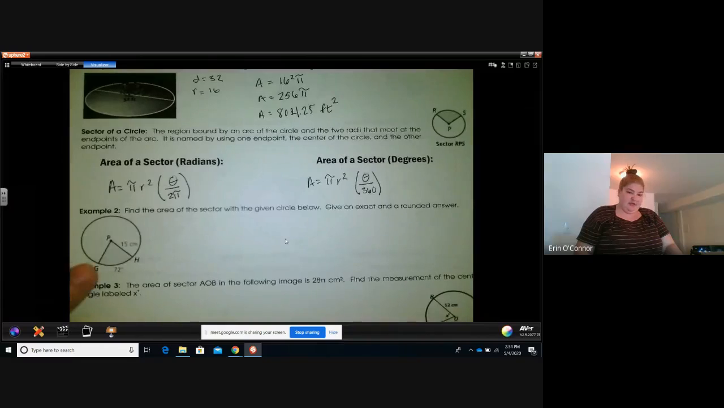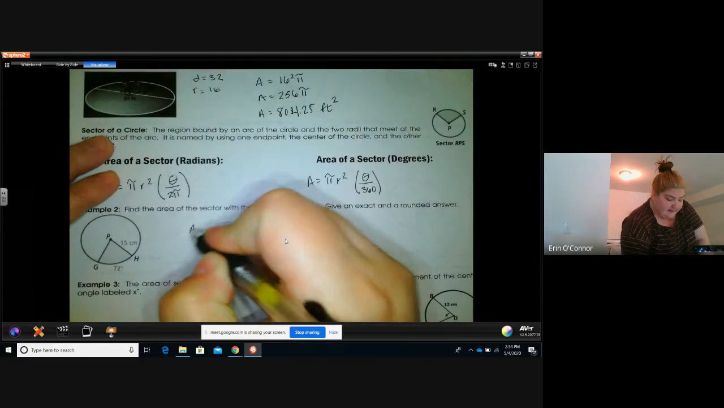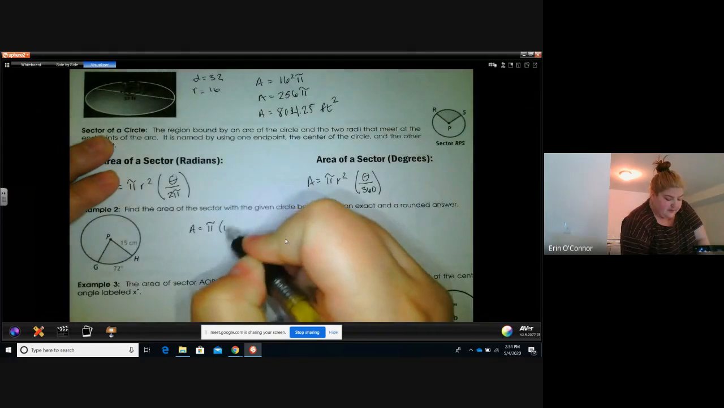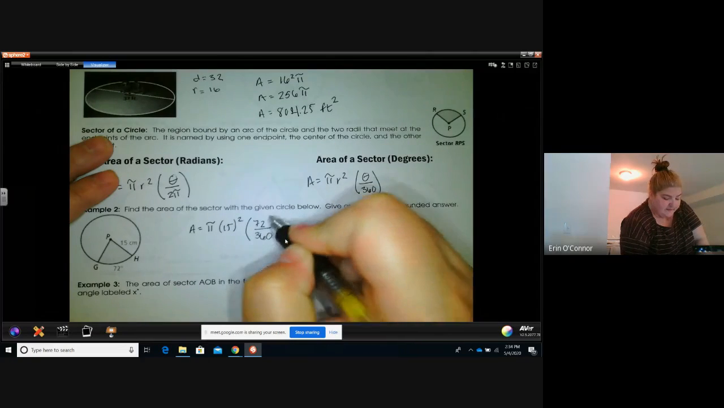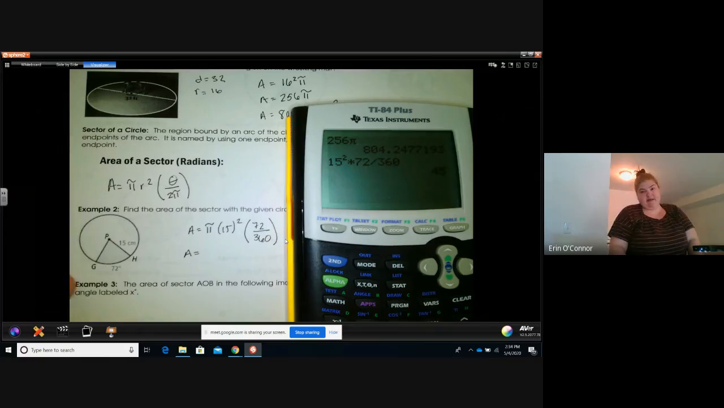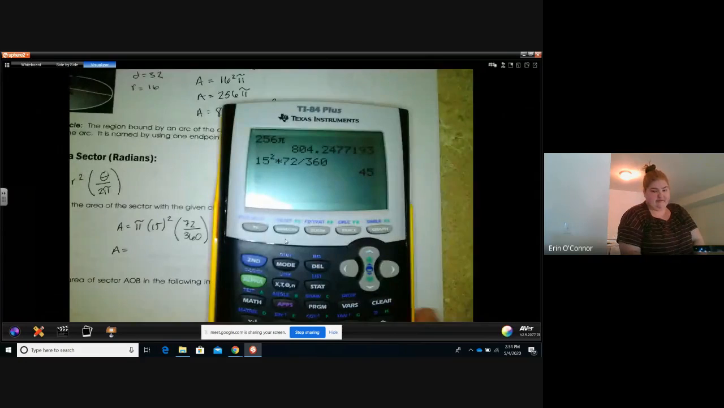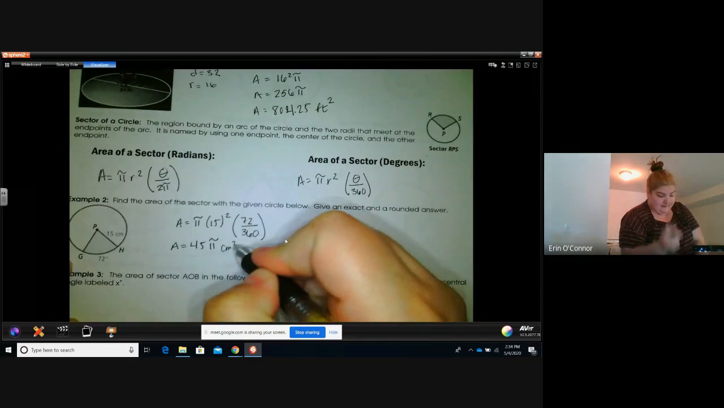Find the area of the sector, which is, like I said, generally shaded, with the given circle below, giving an exact and a rounded answer. Okay, so we have A equals pi 15 squared times 72 over 360. So let's do that in here. Because it's an exact answer first, we're not going to worry about the pi. We'll do 15 squared times 72 divided by 360. And we get 45 for that answer. Right there, you can see 45. So here I would have 45 pi, and this is in centimeters squared.